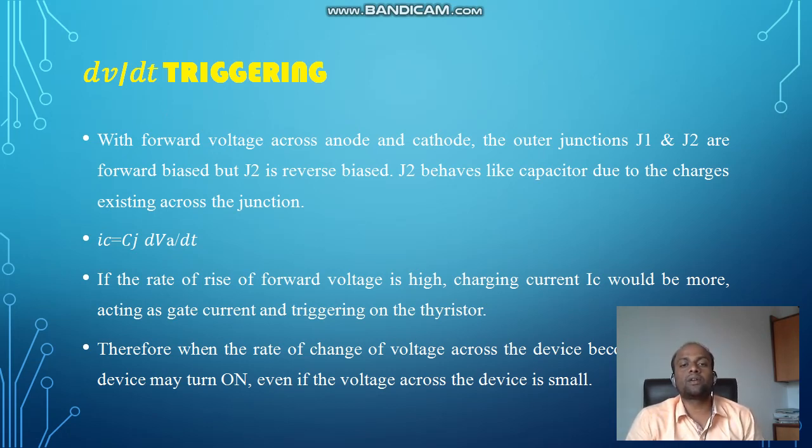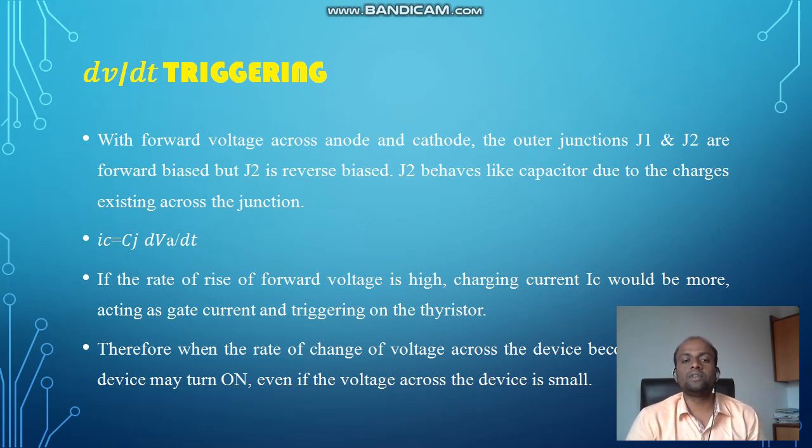With forward voltage across anode and cathode, the outer junctions J1 and J3 are forward biased, but J2 is reverse biased. When two junctions are forward biased and the middle junction is reverse biased, it behaves like a capacitor due to charges. Its upper junction will act as the upper plate, the lower junction will act as the lower plate, and the capacitor current is given as CJ dV by dt. So if the rate of rise of forward voltage is high, then charging current IC would be more, acting as a gate current and triggering on the thyristor.